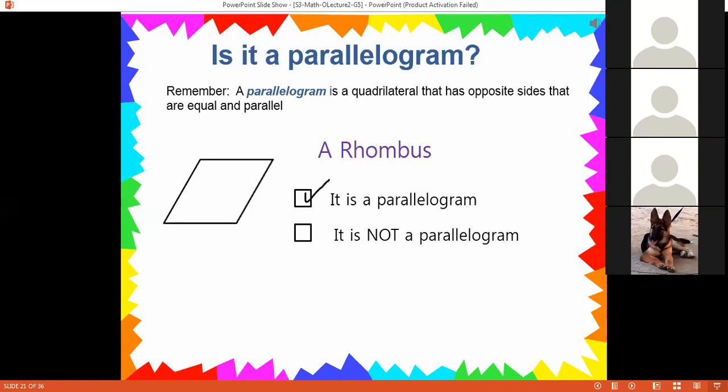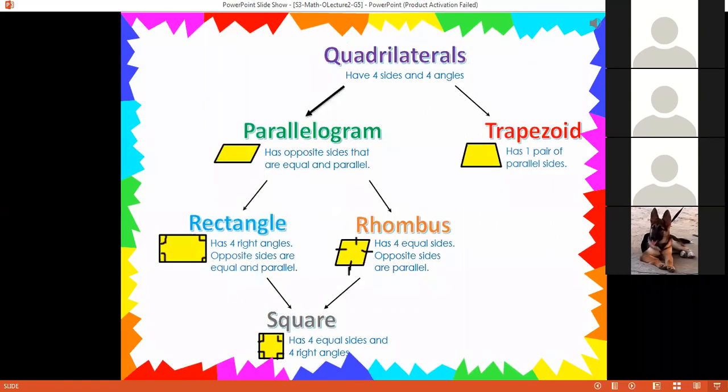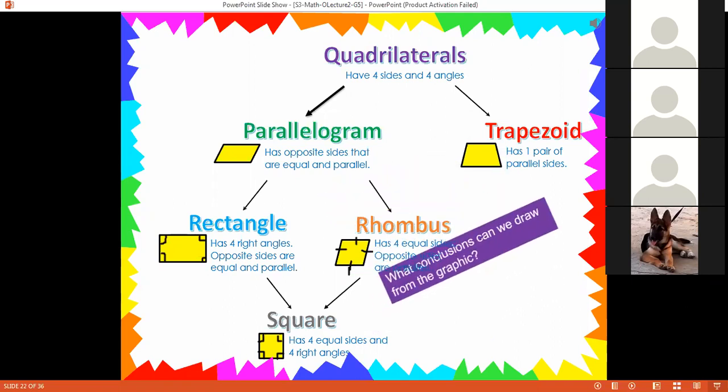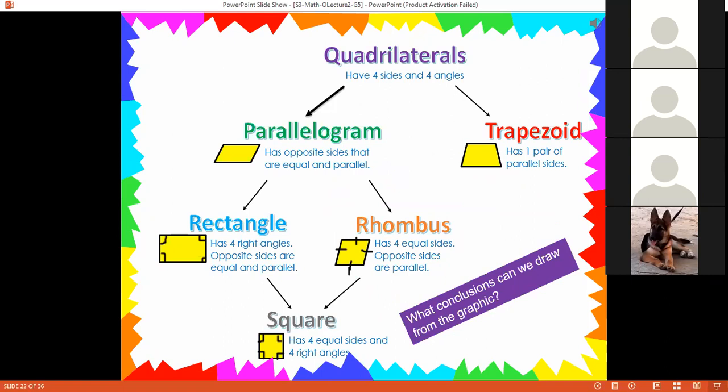Yes, because opposite sides are equal and parallel. So I want you to look at this drawing very well. The quadrilateral has 4 sides and 4 angles. We have the parallelogram that has opposite sides equal and parallel, while the trapezoid has only one pair of parallel sides. From the parallelogram, we can see that we have the rectangle, the rhombus, and the square. Is it clear? So what conclusion can we draw from this graphic?